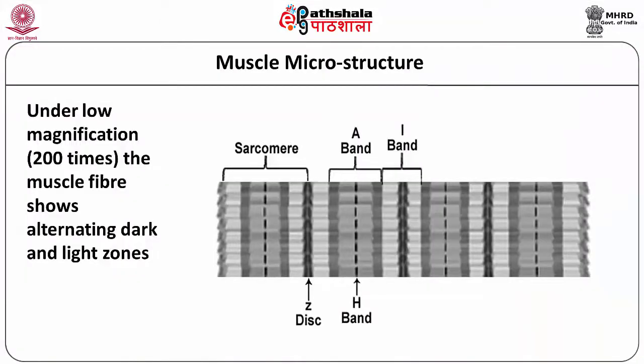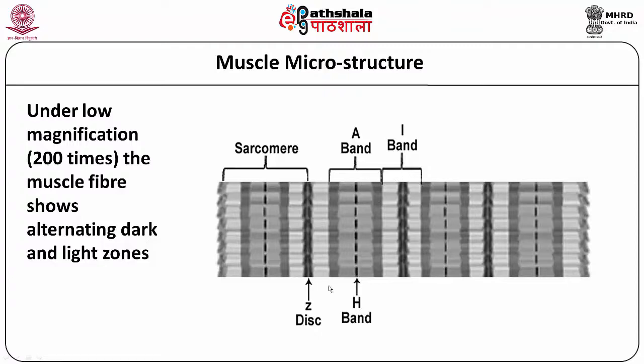When you look at the muscles under large magnification, especially under the electron microscope at low magnification like 200 times, then we will see some band-like structure. One band to another band is called a sarcomere, and within the sarcomere there are bands like the A band, and another part that is known as the I band.